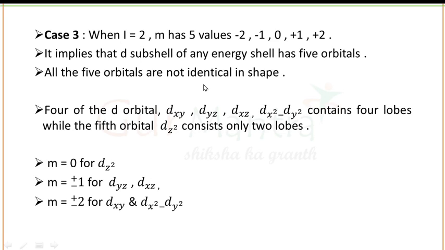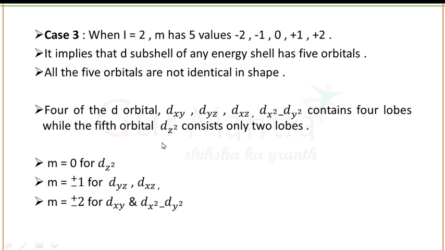All the 5 orbitals are not identical in shapes. 4 of the d orbitals, dxy, dyz, dxz and dx square minus y square, contain 4 lobes, while the 5th orbital, dz square, consists of only 2 lobes. You have to remember this. The 5th orbital, that is dz square, has only 2 lobes, while the rest of the orbitals have 4 lobes.